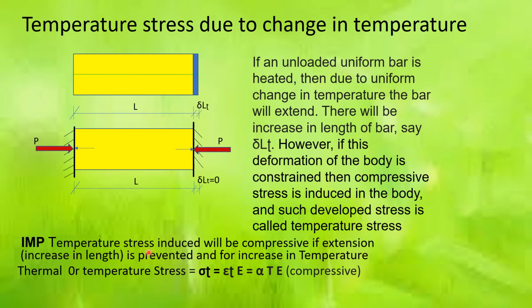So temperature stress induced will be compressive if the extension or increase in length is prevented, for the increase in temperature. And how much will be the temperature stress or thermal stress? This sigma T will be temperature strain epsilon T into modulus of elasticity. Now this temperature strain is equal to alpha into T, which we saw in the previous slide. So I substitute the value alpha into T into E. So to calculate the temperature stress, we will use the formula alpha into T into E.